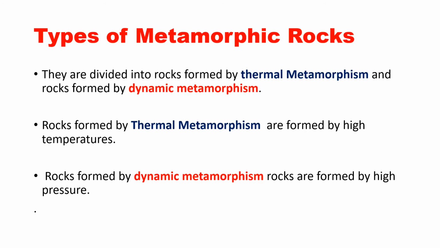Types of metamorphic rocks. There are two types of metamorphic rocks. One is thermal metamorphism, that is formed by increasing heat. The other is dynamic metamorphism, formed by increasing pressure.